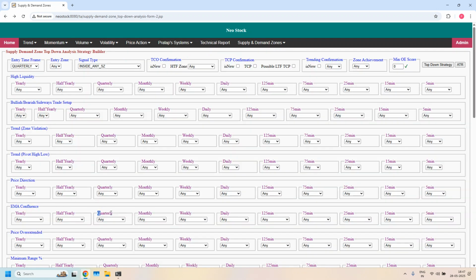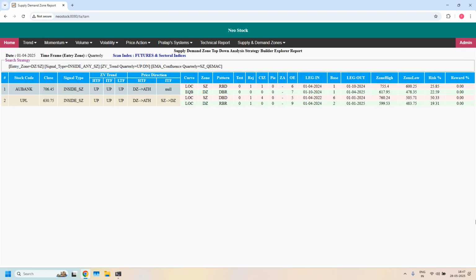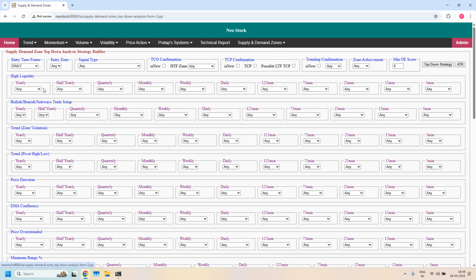At quarterly time frame, quarterly supply zone having quarterly EMA, and also trend on the quarterly should not be sideways. It can be up or down. We got 2 stocks. This is about quarterly time frame. Next time frame is monthly.